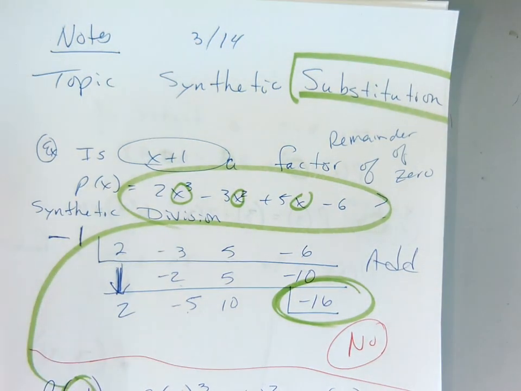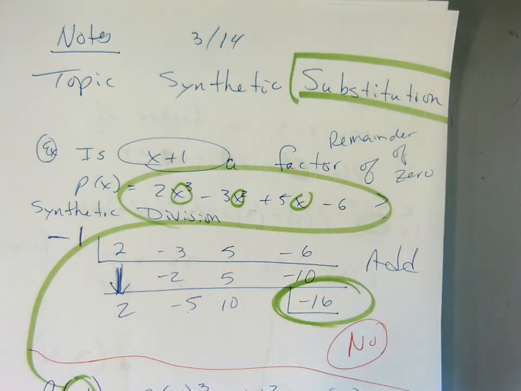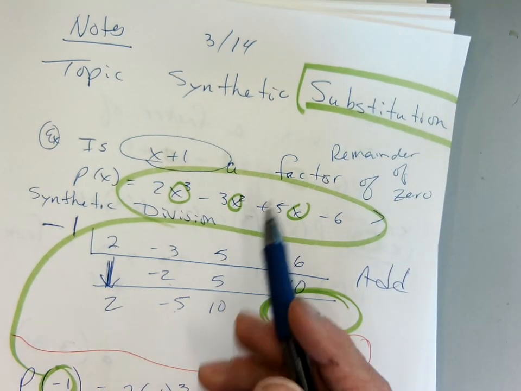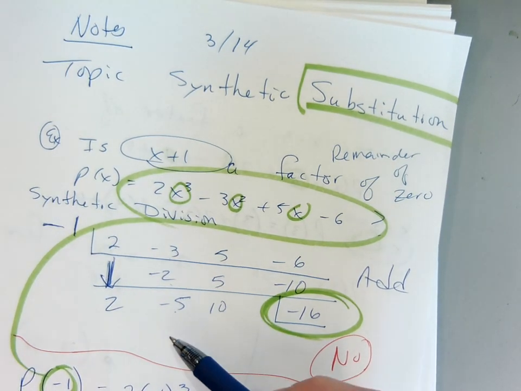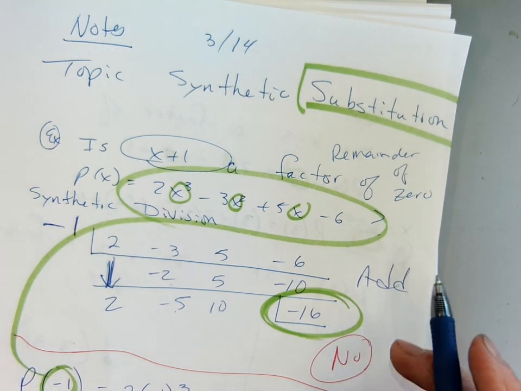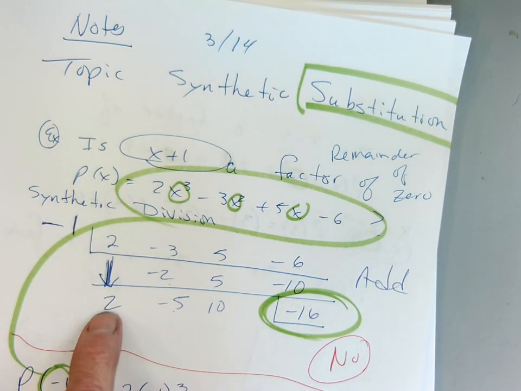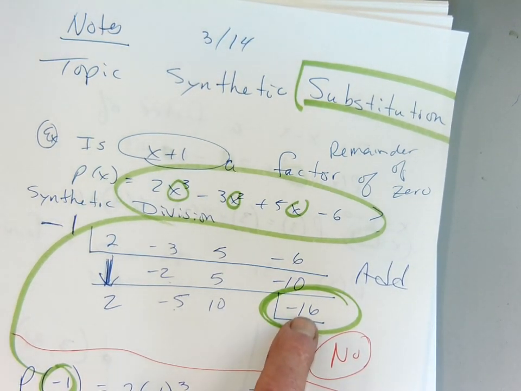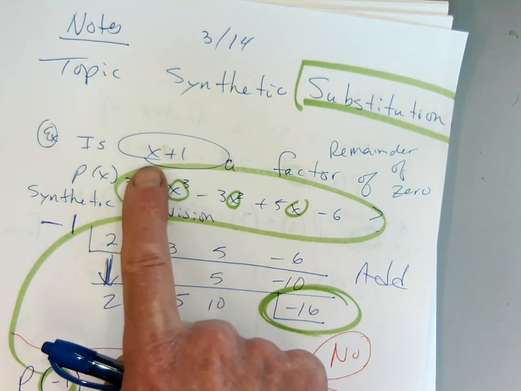Okay, so then this really does answer my question, because my question is this. Is it a factor? And since we have a remainder of -16, the answer is no. I don't care about the answer. This is not important. I only care about one thing, and that's the remainder. If the remainder is 0, yes, it's a factor. The remainder was not 0, so x plus 1 is not a factor.